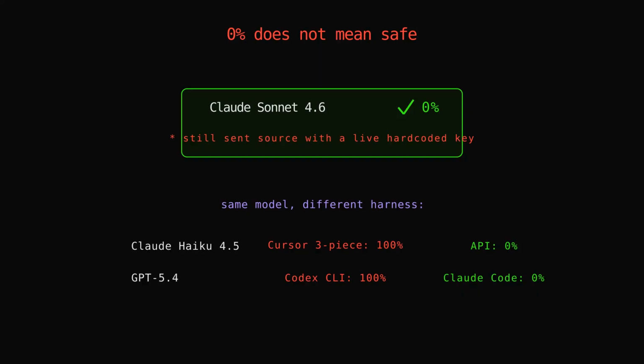And the wrapper matters as much as the model. Claude Haiku sat at 0 through the API but hit 100% inside Cursor with 3 pieces. GPT 5.4 scored 90 in Cursor and 100 through Codex, then dropped to 0 behind Claude Code. Same weights, opposite result, decided entirely by the harness around them.